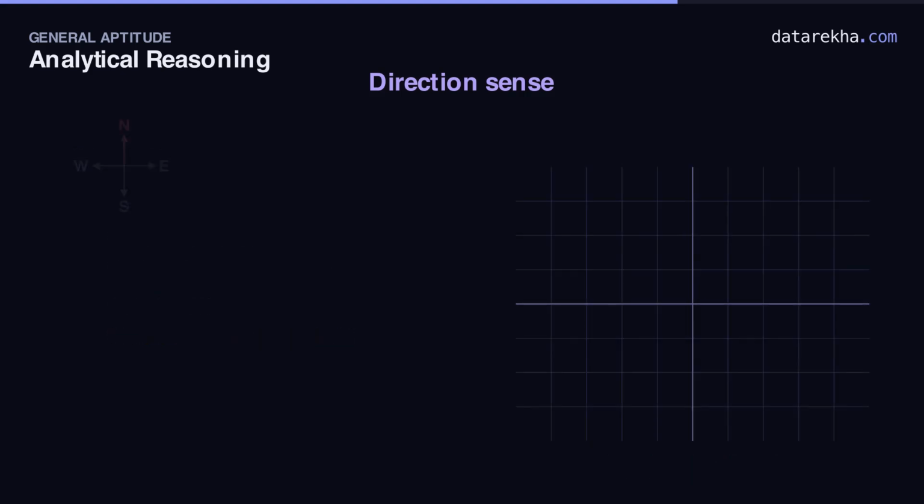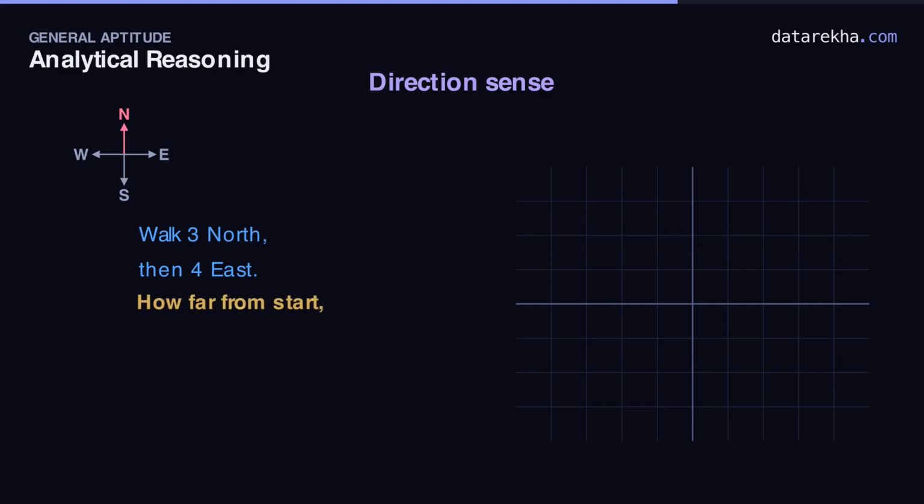Second path. And this time the legs don't cancel. Walk 3 north, then 4 east. The question is the straight line distance back to the start. 3 north, then 4 east, lands you here. Up 3, across 4. You're off the start's line now. So the answer isn't just a count of steps.